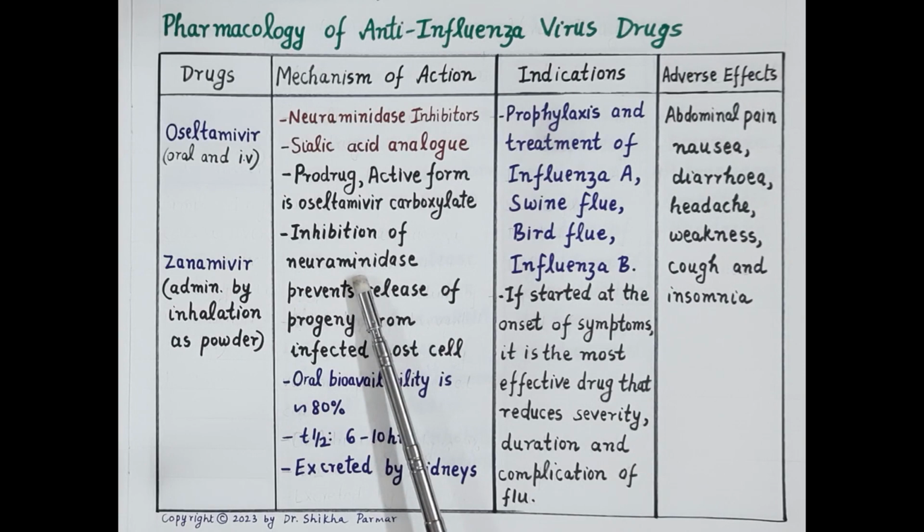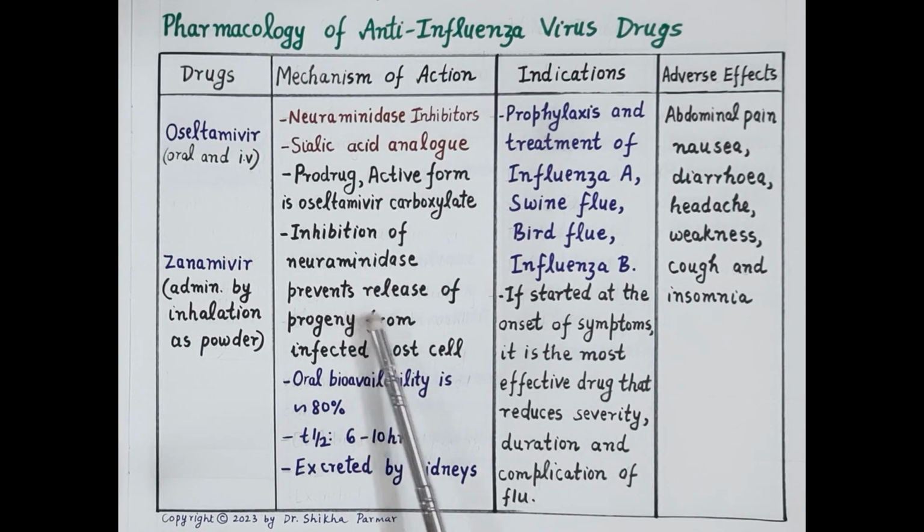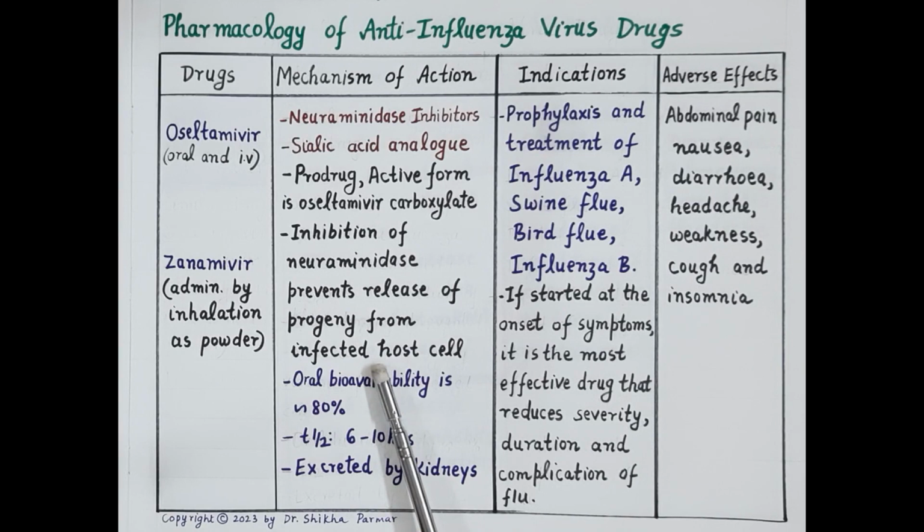Now, as we know, this enzyme is essential and it cuts the linkages between sialic acid residues on the host cell and hemagglutinin protein on the viral progenies. So, inhibition of this enzyme prevents the release of progenies from the infected host cell. So, this stops further infection with the influenza virus.